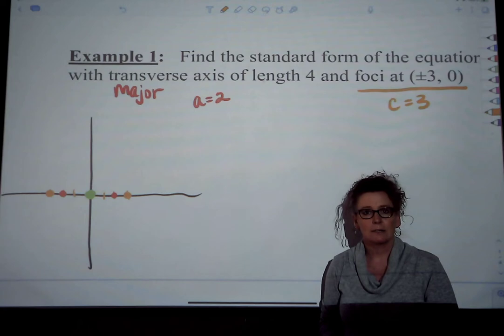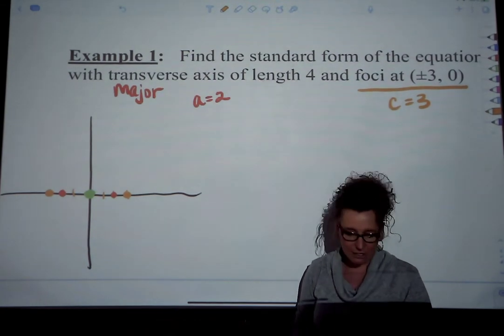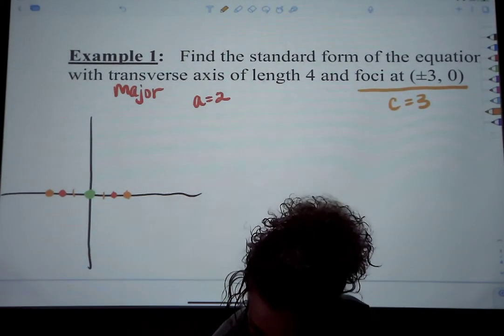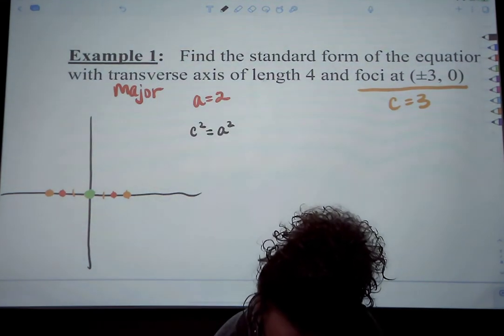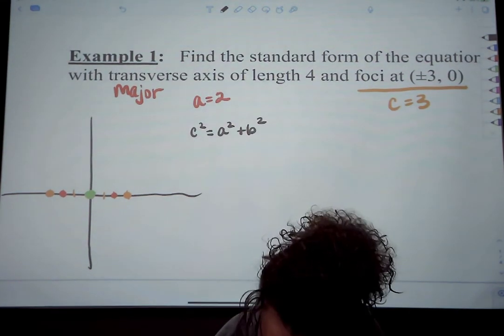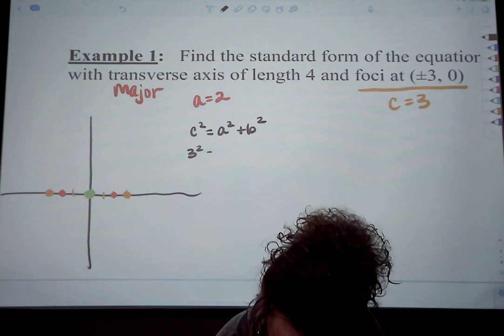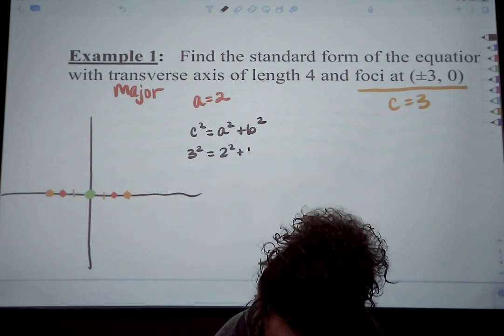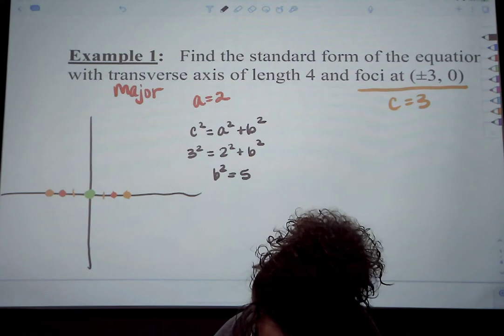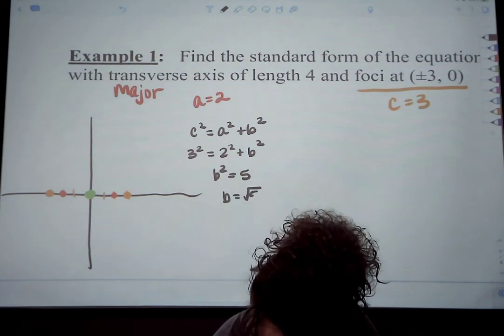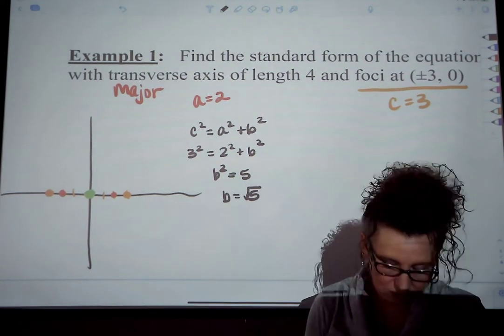We need B. We're going to need B to write our equation. Let's just go ahead and find it right now. So C squared equals A squared plus B squared. Sub in your numbers. 3 squared equals 2 squared plus B squared. I got radical 5.